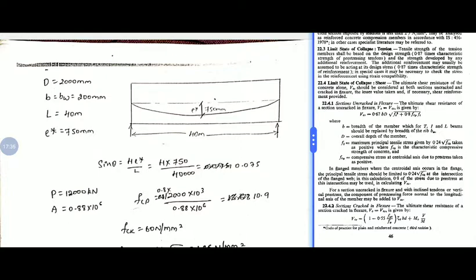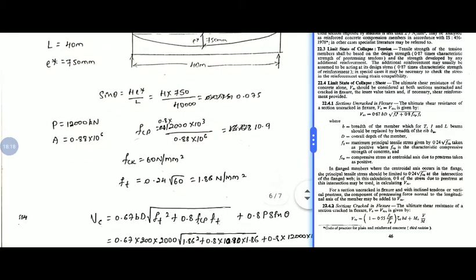So overall depth of the section is given as 2000 mm, width of the web is 200 mm, span of the beam is 40 meters, and eccentricity is given as 750 mm at the midspan and concentric at support, meaning 0 eccentricity at supports. So slope of the cable, again the first derivative of the parabolic equation, we will get sin theta equals 0.075. So P is given, area is given, we can calculate FCP by P by A. So it is 10.9 Newton per mm square.